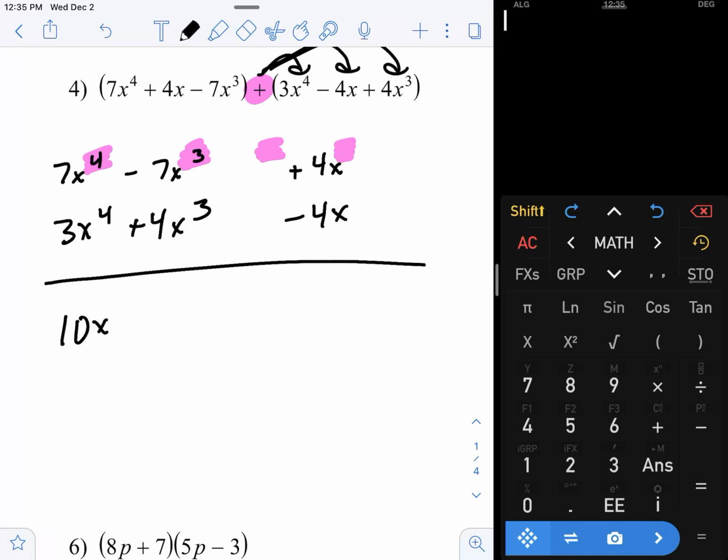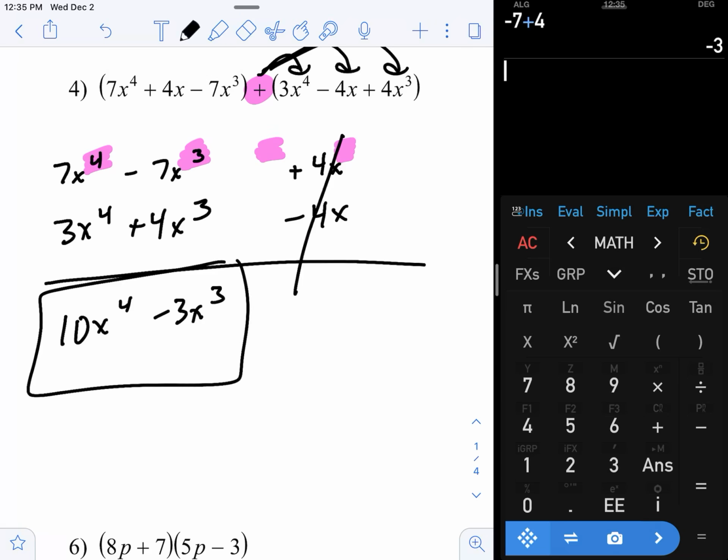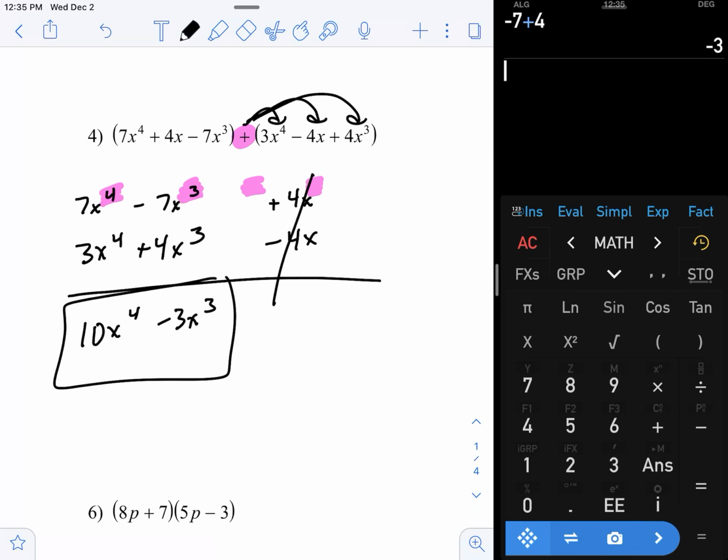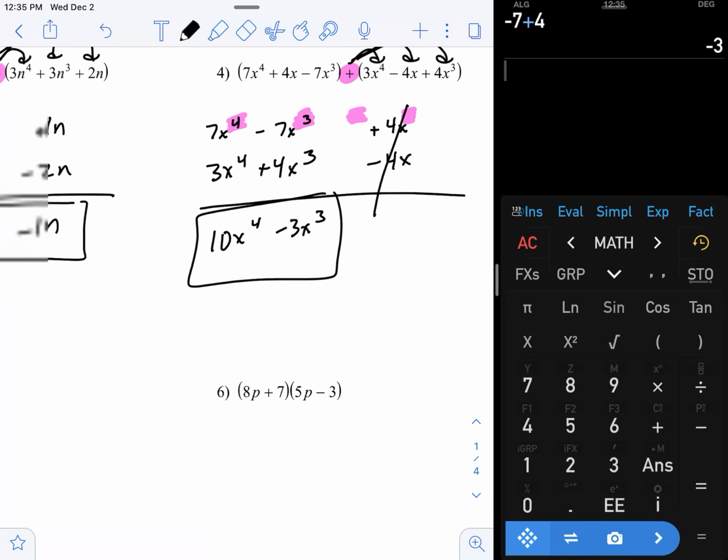I'm just going to add or subtract depending on what signs are here. So 10x to the fourth, negative 7 plus 4, negative 3x to the third, and then that cancels out. So that's it. All right, so that's add and subtract.